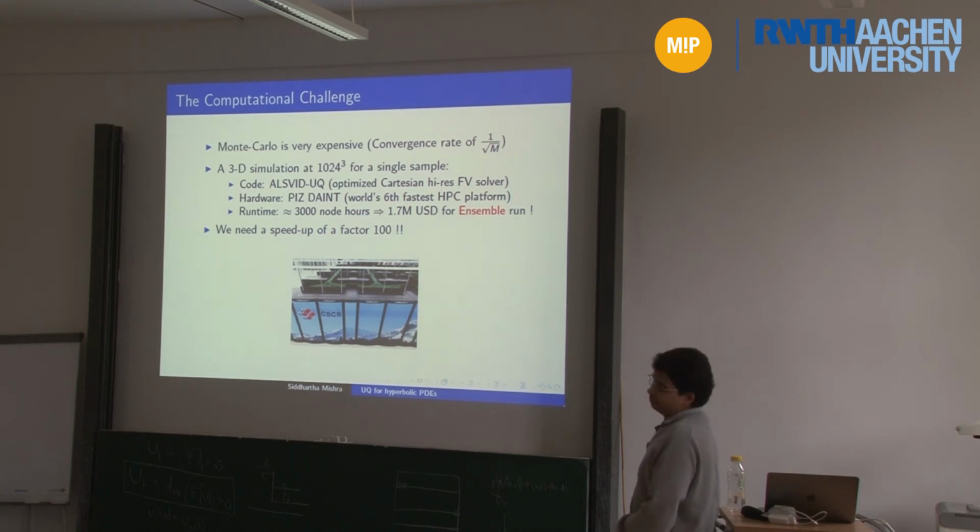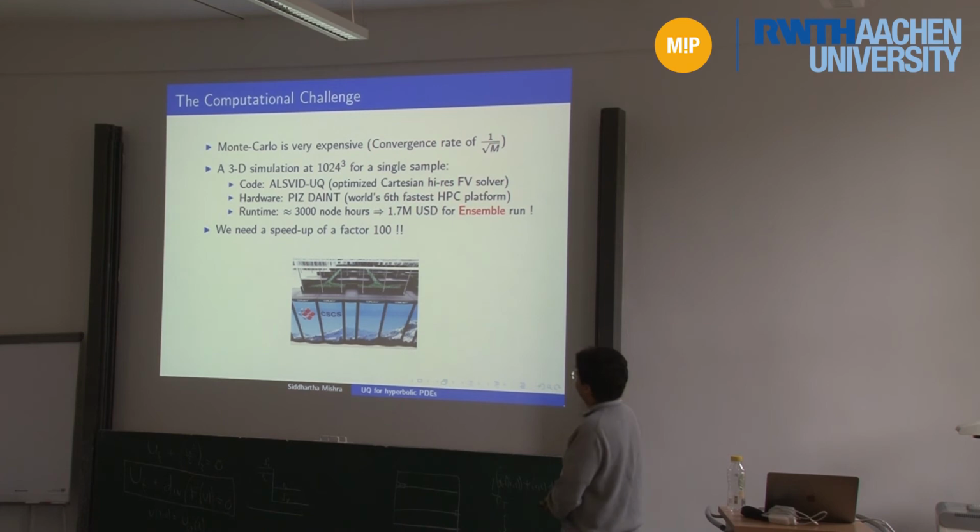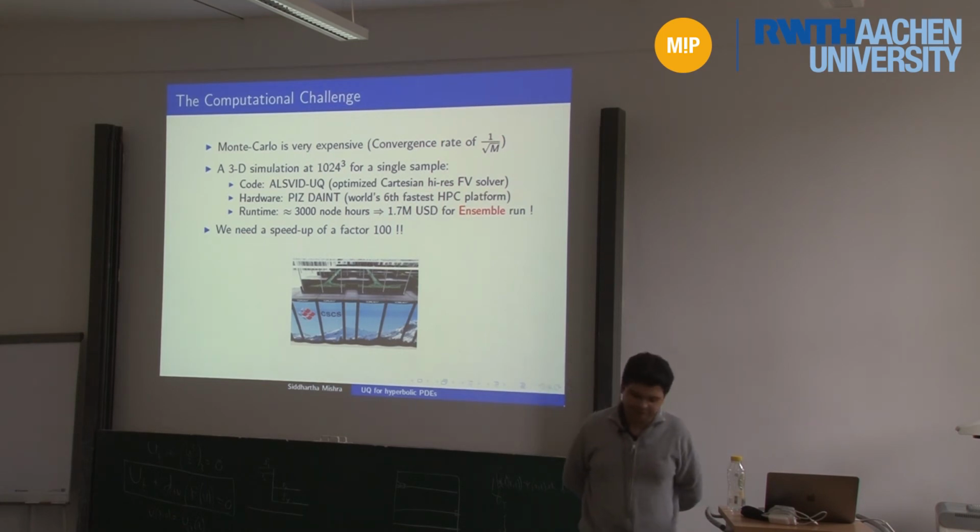The problem with Monte Carlo is that it's expensive, right? The convergence rate is 1 over square root of m, non-improvable. Let's translate it a bit into numbers. For 1024, now we are talking 3D, because 2D we are able to do this, right? For 3D, you take 1024 cubed, this is the highest resolution we wanted to compute.